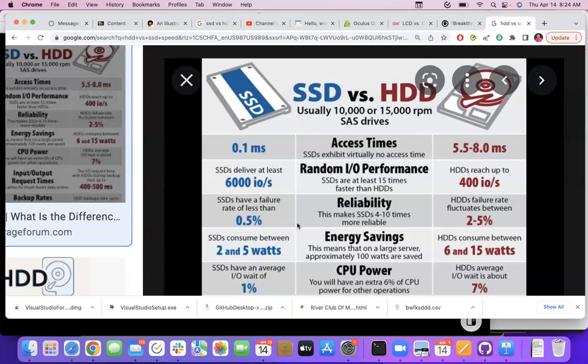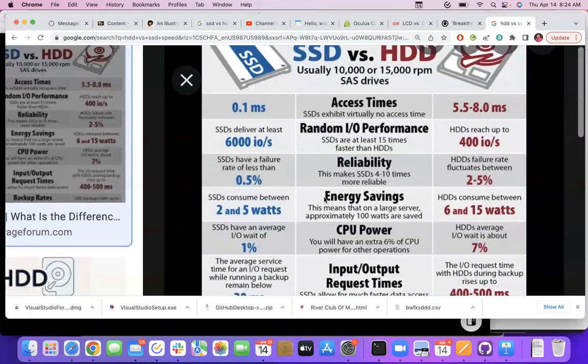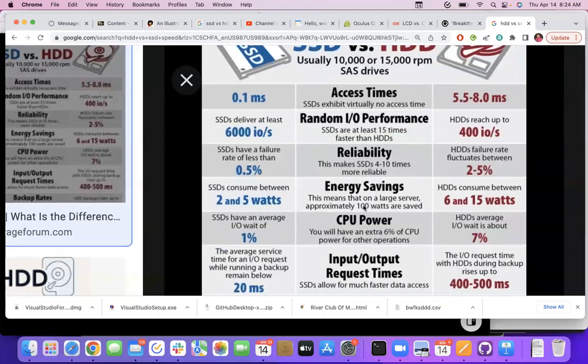Okay, but we're still saying solid state drives are more reliable. Energy savings: solid state drives use between 2 and 5 watts versus 6 to 15 watts, so they use less electricity. In terms of the amount of CPU power it takes to work with that drive, I'm not sure how measurable this really is, but they're saying it only takes 1% of your CPU to manage a solid state drive versus 7% for a hard drive.